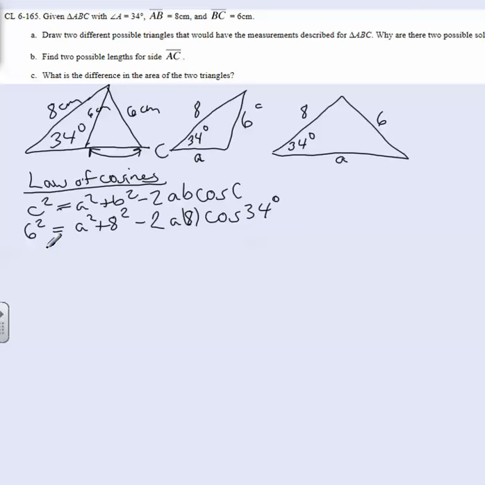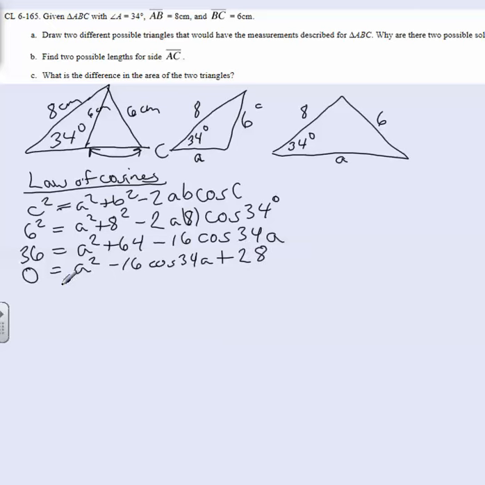Okay, now I'm going to clean this up a little bit, do a little rearranging. I know that this is 36. A squared plus 64. I'm going to multiply my 2 with my 8, get minus 16 cosine 34 times A. This is a quadratic, so I'm going to move everything to one side. So I've got a squared minus 16 cosine 34a plus, and when I subtract the 36 from both sides, I end up with 28 here. So quadratic formula time. My a value is 1, my b value is all of that, and my c value is 28.